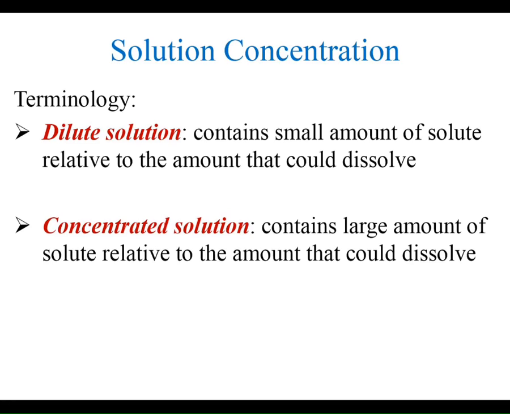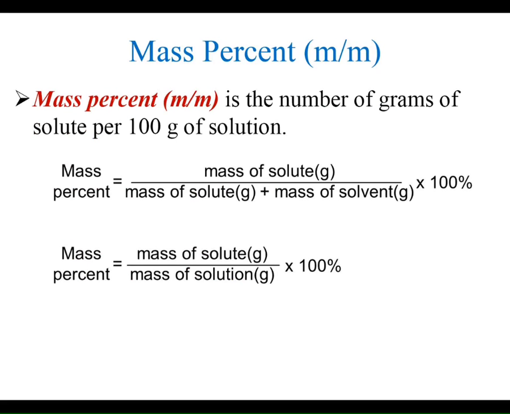So if it's dilute, you only had a little bit compared to how much there could have been. If it's concentrated, there's a whole lot in there. But again, that's a very qualitative term. It's much easier if you actually put a number on it, like there's so much of it in there. There are a few different ways we can put a number on that. We're going to look at just one today, and it's going to be percentages.